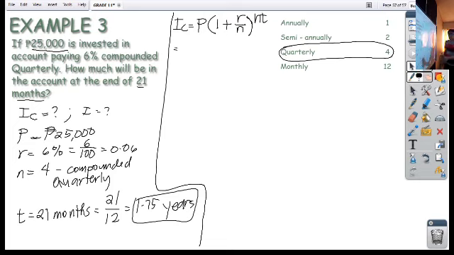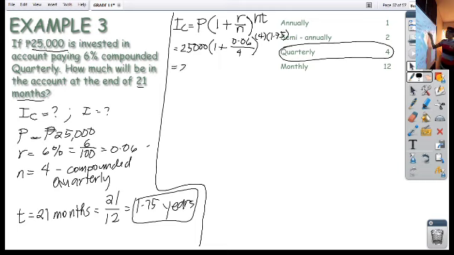Now, the principal amount, that is 25,000. And then, 1 plus the value of rate, that is 0.06, all over the value of N, that is 4. And then the value of N again, to the exponent part, 4, times the value of T, that is 1.75. Hindi na nagkasya, pero sana po nakikita nyo.